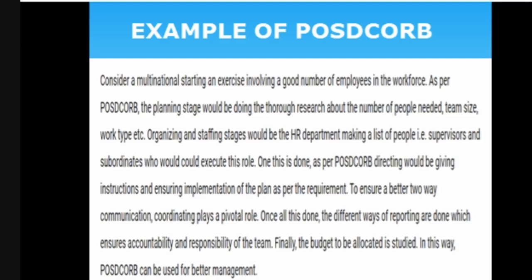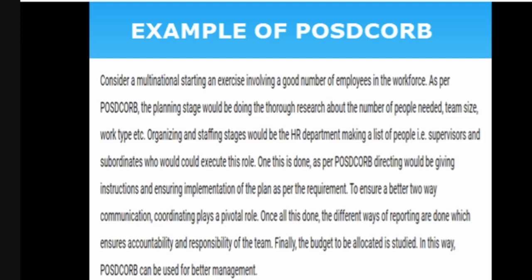And then comes organizing and staffing, which would be the HR department making a list of people, supervisors, subordinates, and who could execute each role. So the HR department organizes and staffs in such a way that this manager is needed, and he is going to organize these employees, and this is his role of work. Simple as that. And after this is done, direction would be giving instruction and ensuring implementation of the plan requirements. So you are the manager of this particular department, and your role is to instruct your employees. That is, you are giving direction. So that is the directing element.